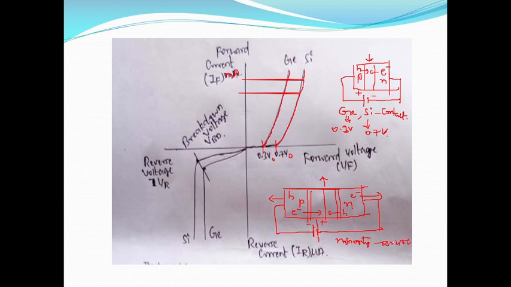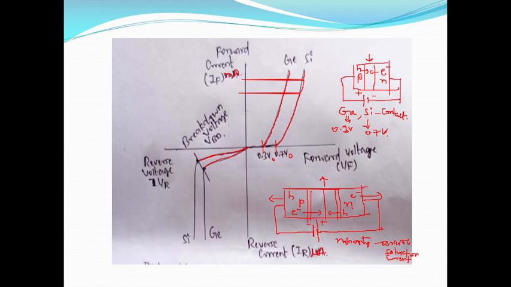We call it the reverse saturation current. So this small current whatever we are showing is due to minority charge carriers. That's why the current is very small, and we have taken it in terms of microamperes.